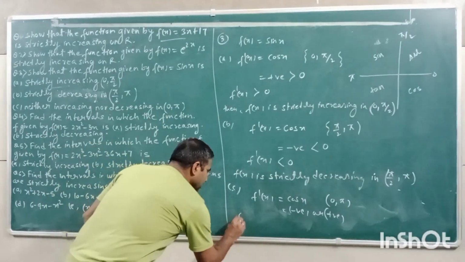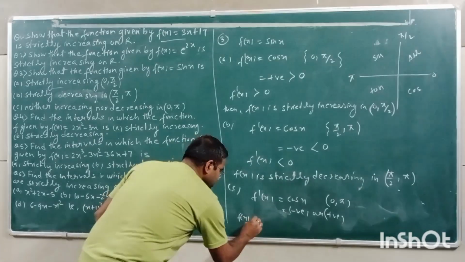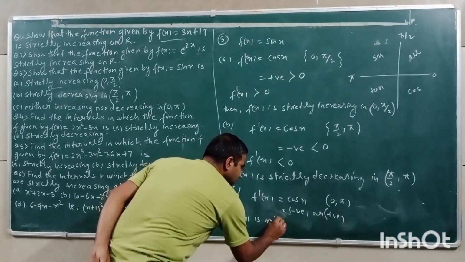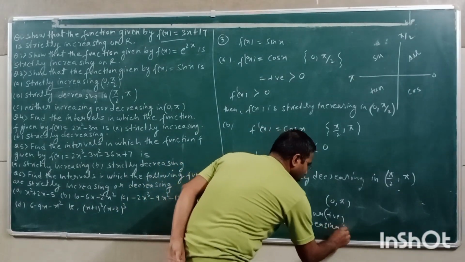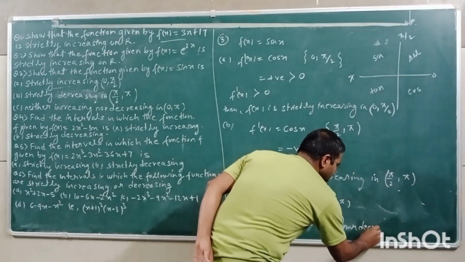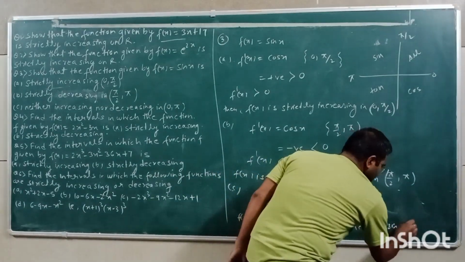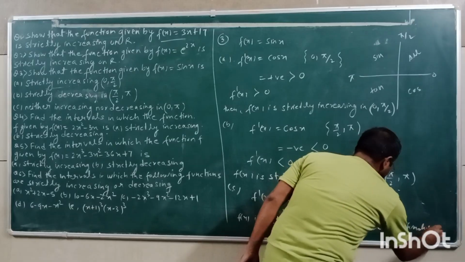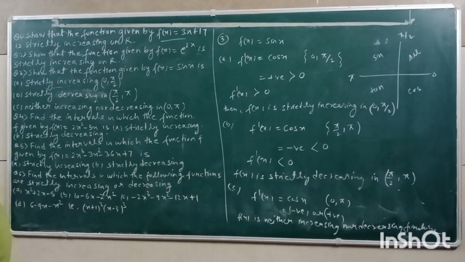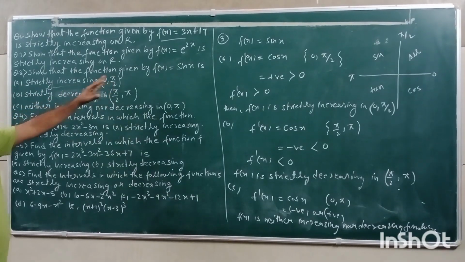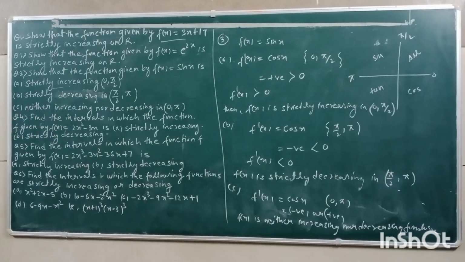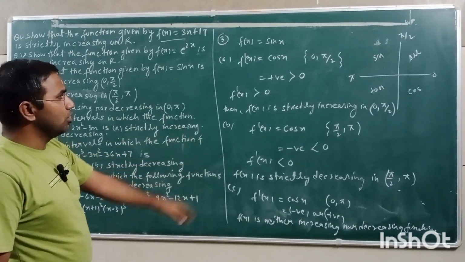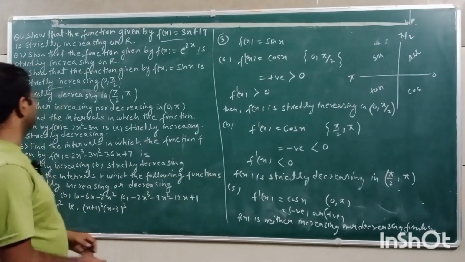So here you will write: f(x) is neither increasing nor decreasing function. Okay, so in this way you will tell that f(x) = sin x is strictly increasing in 0 to π/2, strictly decreasing in π/2 to π, and neither increasing nor decreasing in 0 to π. So see how you write the solution.